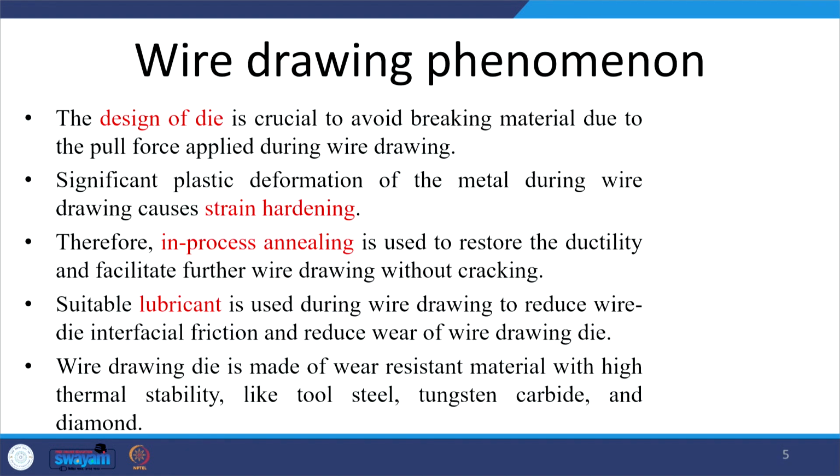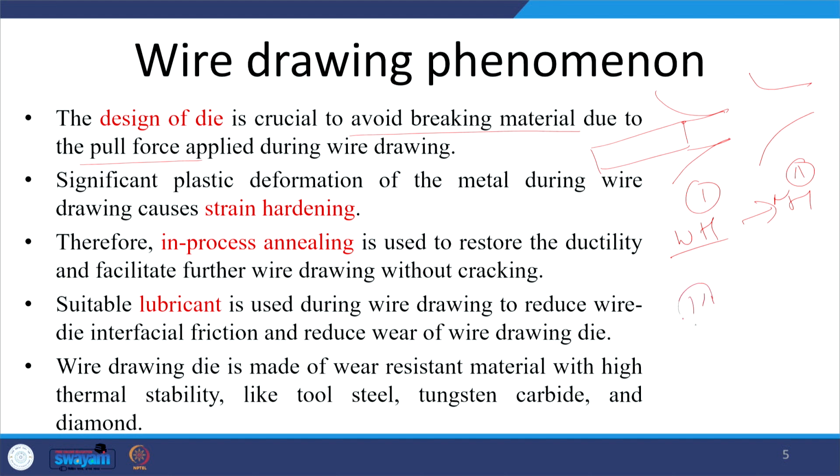Okay, so therefore, the design of the die is crucial to avoid the breaking of the material due to the pull force being applied during the wire drawing. But at the same time, since the wire or the bar will be passing through different sets of the dies, each time whenever material passes through one set of the die, it experiences the work hardening, and when the work hardening happens multiple times, its hardness increases, ductility reduces.